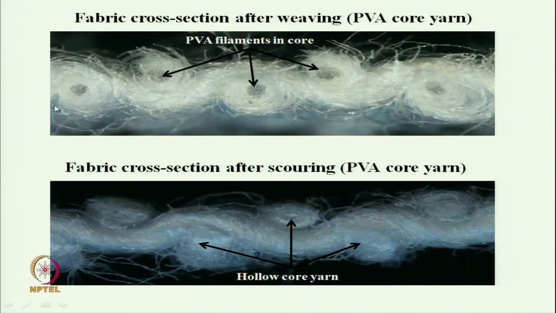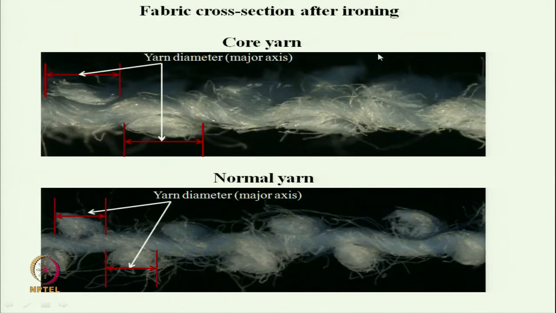If we see the cross section here, these are the core spun yarns, and this portion is the PVA filament core. After the washing treatment the PVA cores were dissolved and hollow yarns are produced. These are the hollow yarns. Here we can see the voids are there.